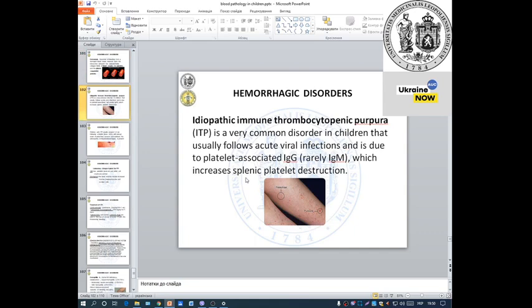Idiopathic immune thrombocytopenic purpura is a common disorder in children that usually follows acute viral infections and is due to platelet-associated immunoglobulin G, rarely immunoglobulin M, which increases splenic platelet destruction.